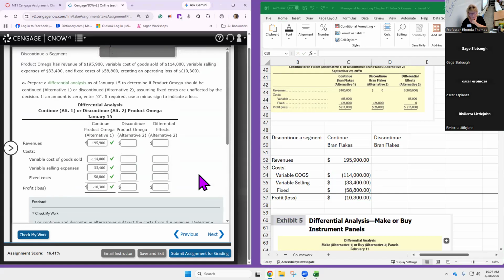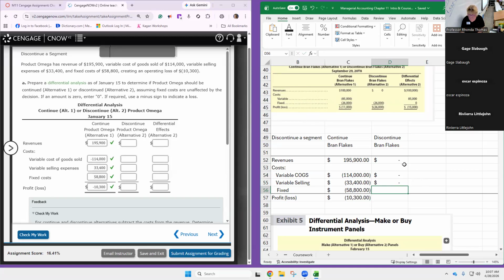Yep. Now what's the alternative? Is to not sell, right? To discontinue the brand flakes. Well, when you discontinue, is there any revenue? No. So we put a big fat goose egg there. There's no cost of goods sold. There's no selling, but what still remains? Fixed. Okay, fixed still remains.